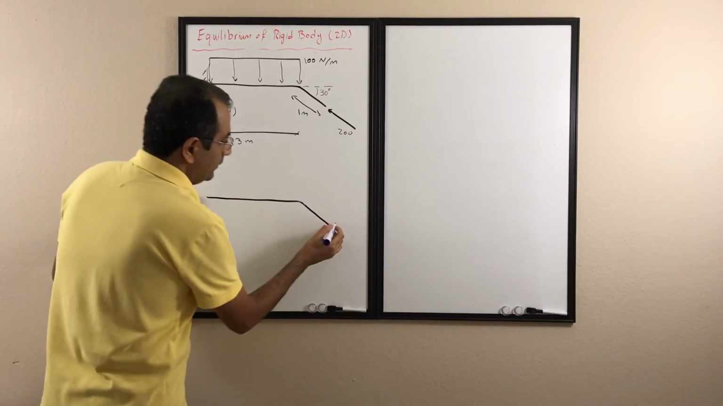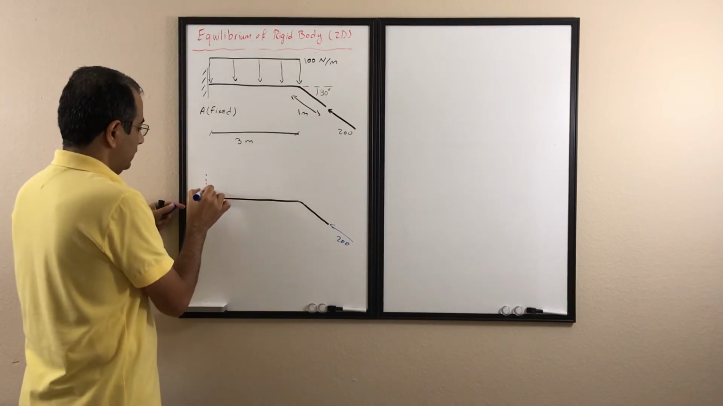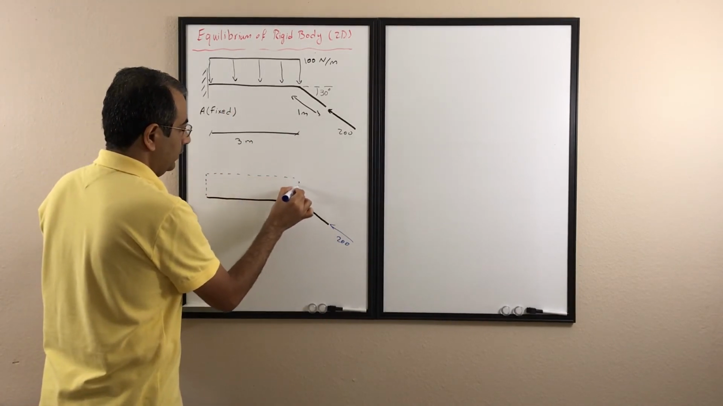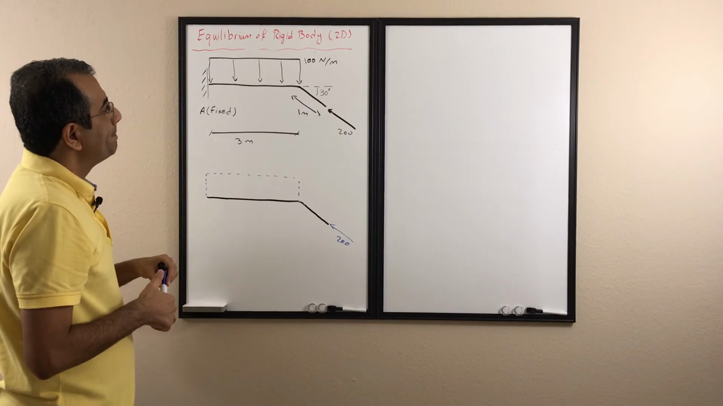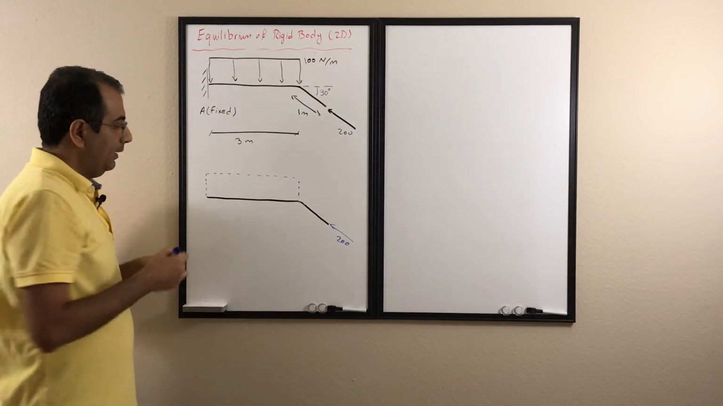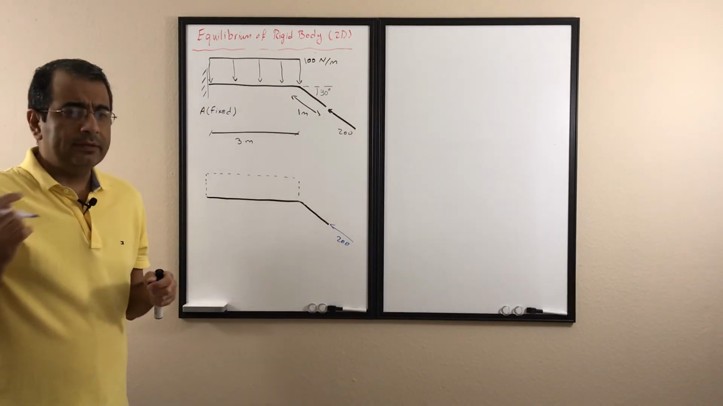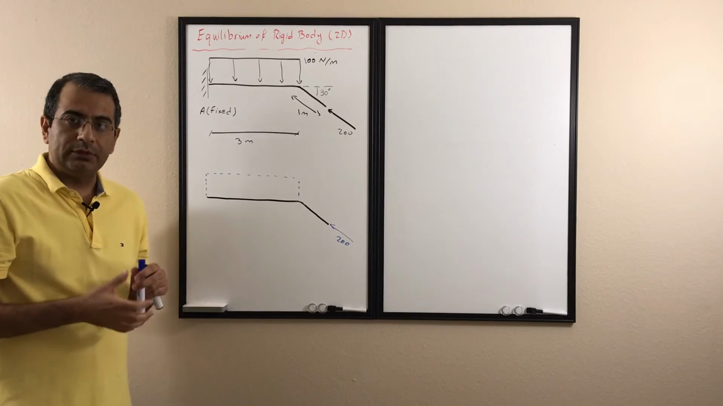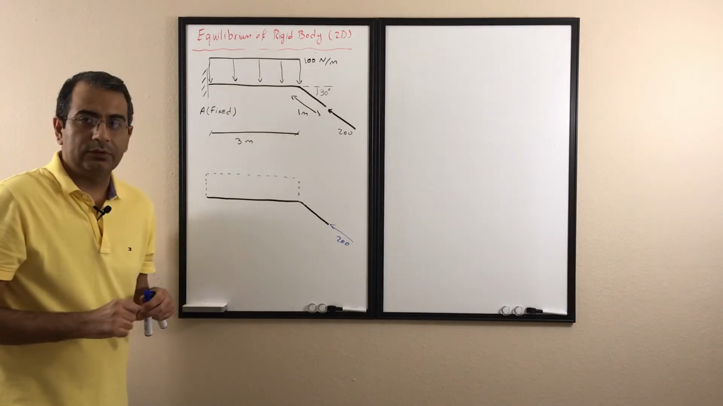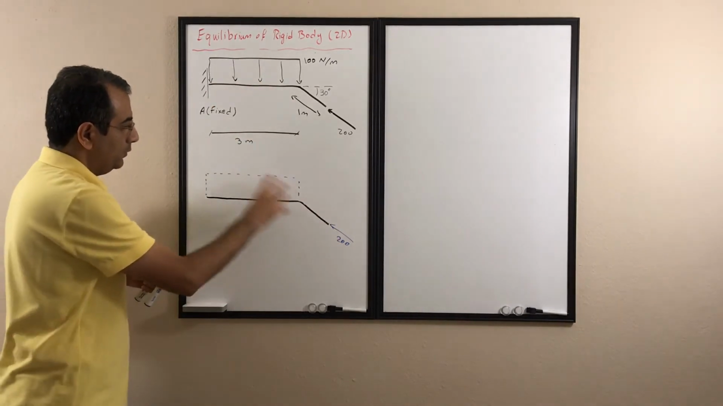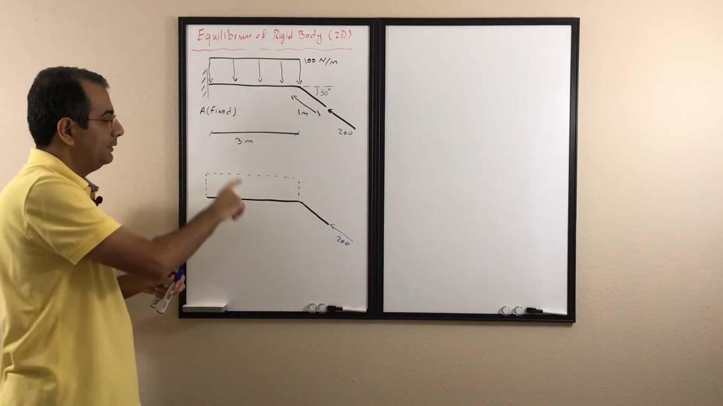For the external forces, one of them is this 200 Newton here. First I'm going to draw the outline. Then I have this external 100 Newton per meter distributed load, and it would be applied here. As I said, it's much easier when you are dealing with a distributed load to replace it with a single load, a single force.